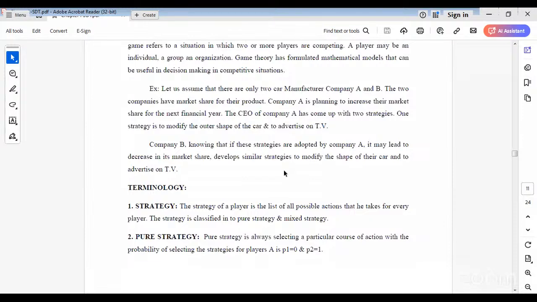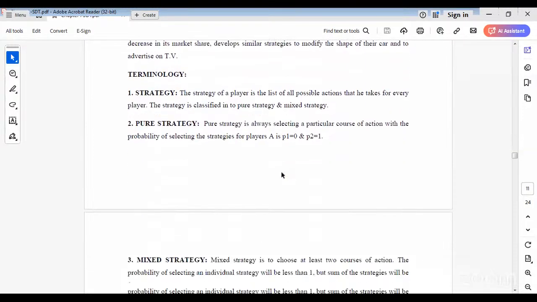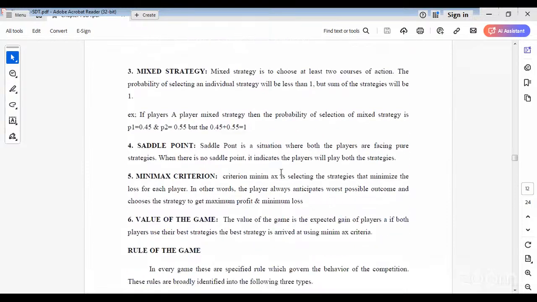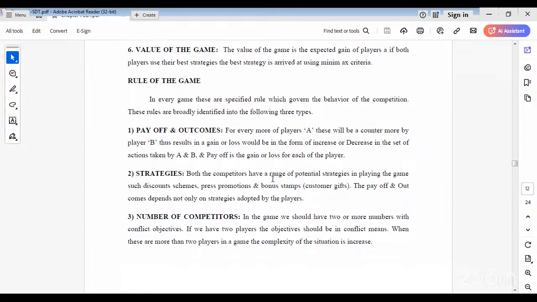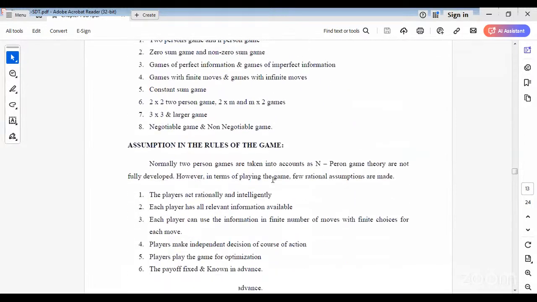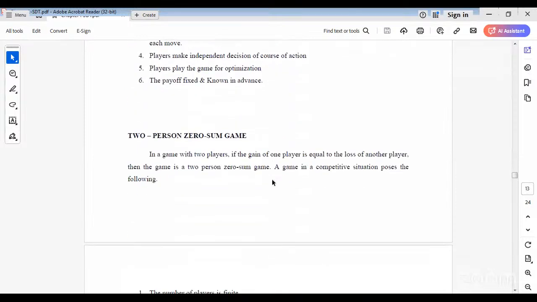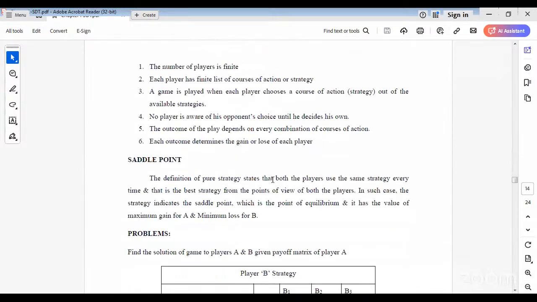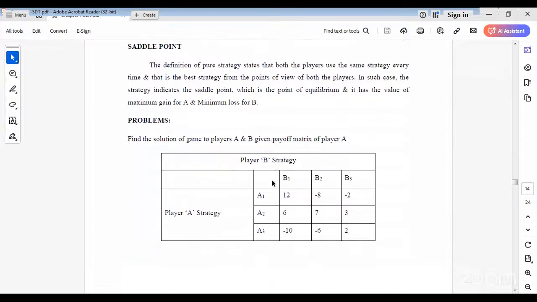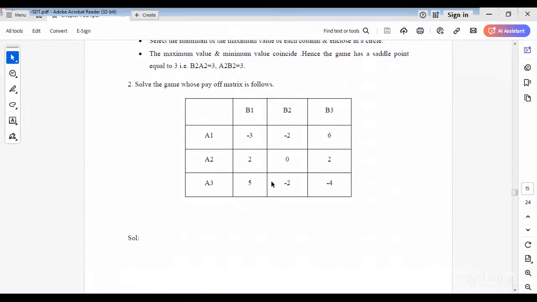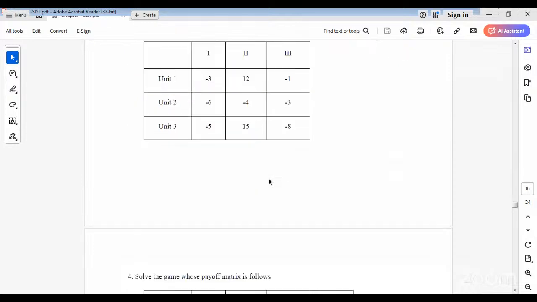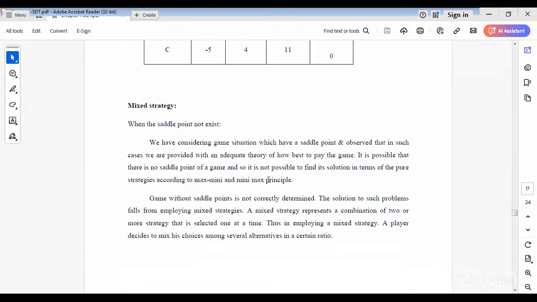Game theory terminology: strategy, pure strategy, mixed strategy, saddle point, minimax criterion, value of the game, rules of the game, payoff and outcomes, strategies, number of competitors, types of game, assumptions in the rules of game, two-person zero sum game, saddle point. Then problems. So these are the problems here. Then mixed strategy. In saddle point, just now we have discussed.